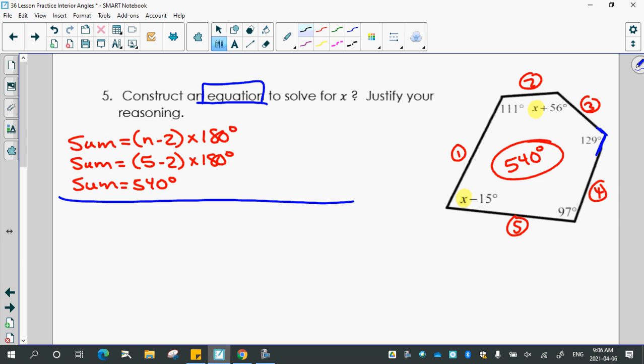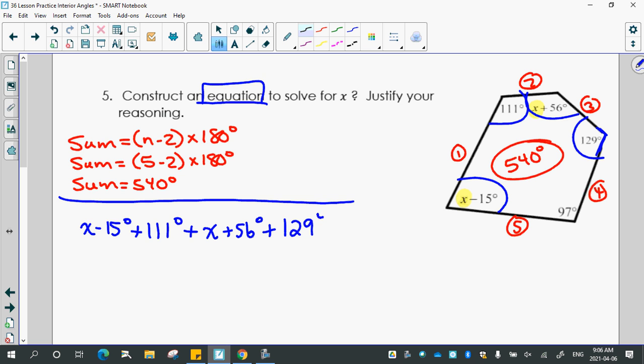All right, what if I start here with that angle? I go x minus 15 degrees, and then I add on the next one, plus 111 degrees, plus the next one, x plus 56 degrees, plus the next one, 129 degrees, plus 97 degrees. So I've added all 5 of them. What does that equal? I add all those angles up, what will it equal?